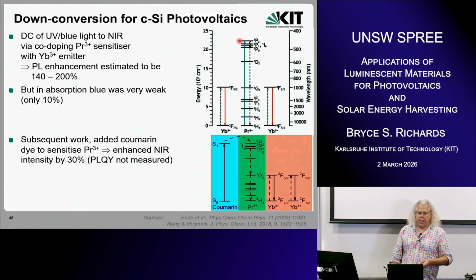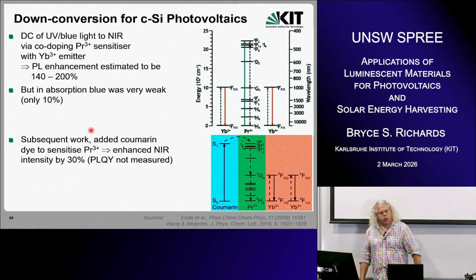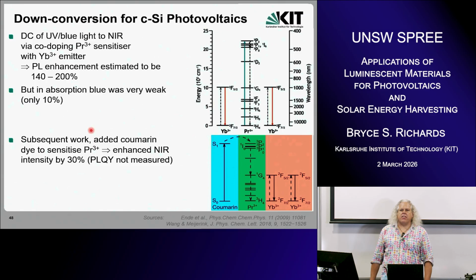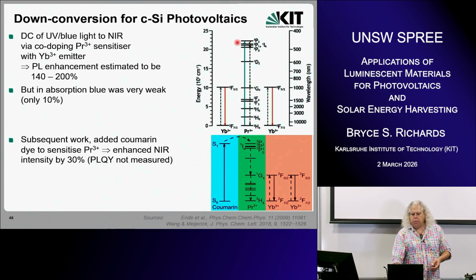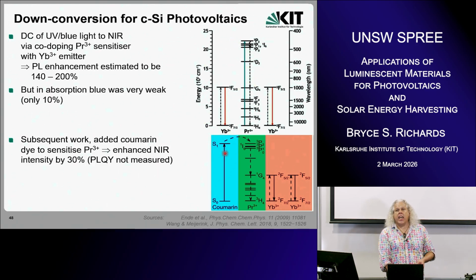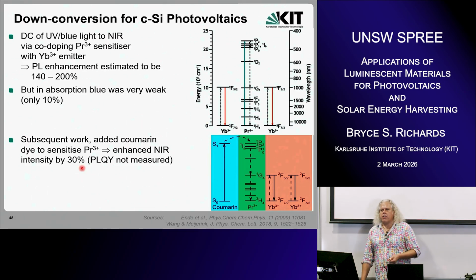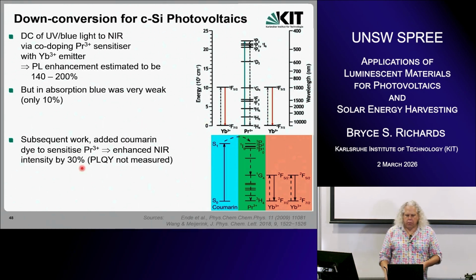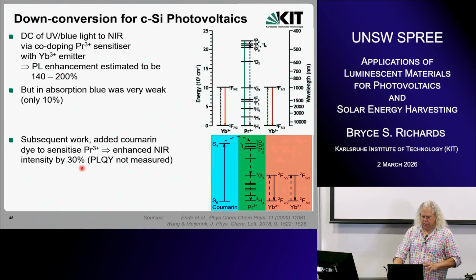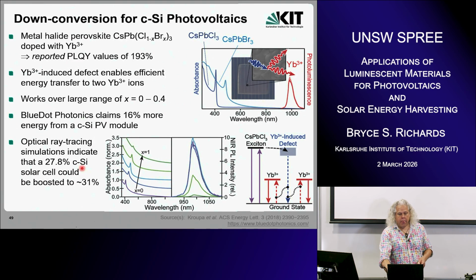It was about 10%. So in subsequent work, they then created a dye-sensitized nanocrystal system where they added a coumarin dye, which was doing the absorption job in the UV and emitting in the blue. And then it transferred the energy from the singlet state of the coumarin across to the rare earth ion. And there they measured an intensity enhancement of 30%. But again, quantum yields weren't measured, so we can't quite quantify this accurately.